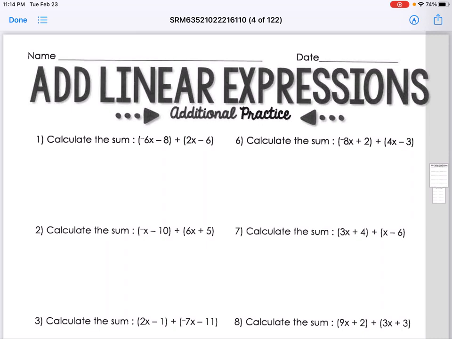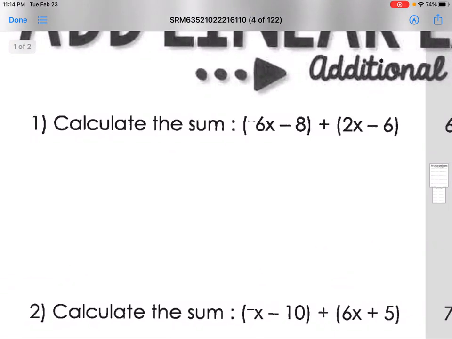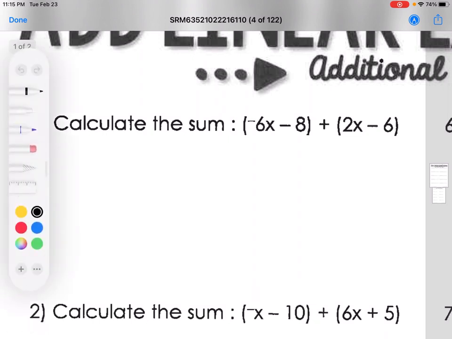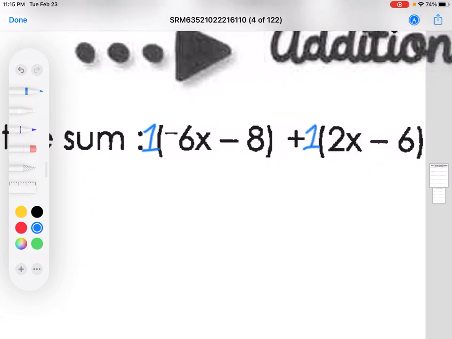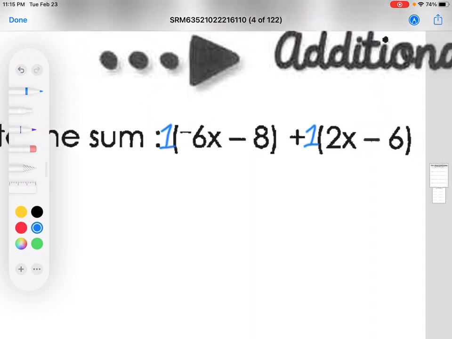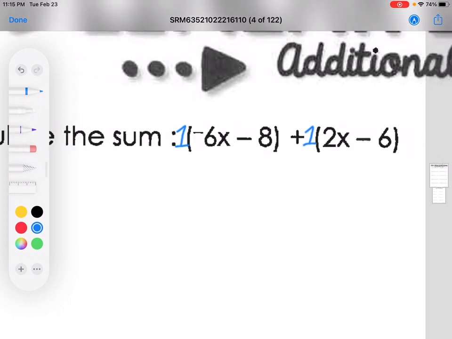So when I see an expression with parentheses, that's telling me that I have groups of those terms inside the parentheses. So if you notice on number 1, there's no number outside of the parentheses that I need to distribute that I can see. So that tells me that in front of each parenthesis, I have an imaginary 1 because there's no other number there. So that means it's just one group of that.